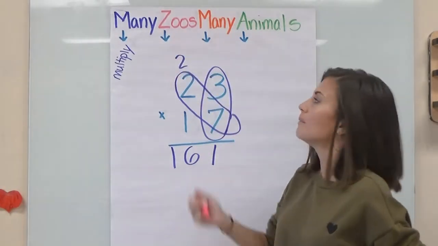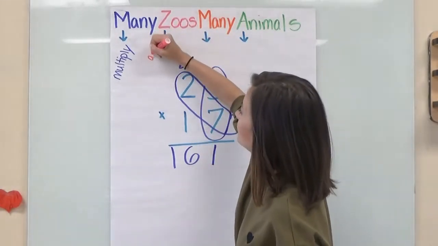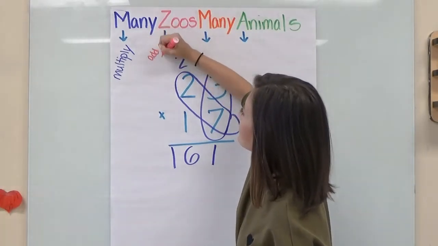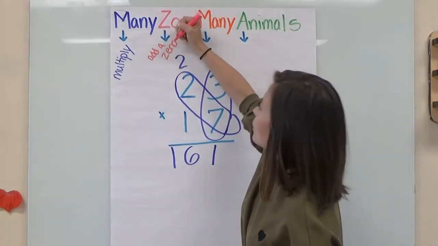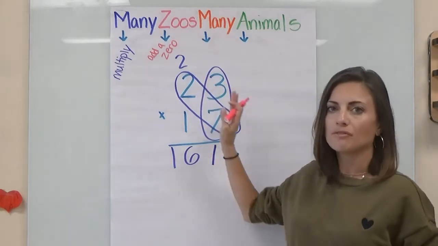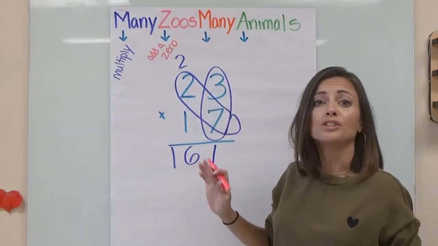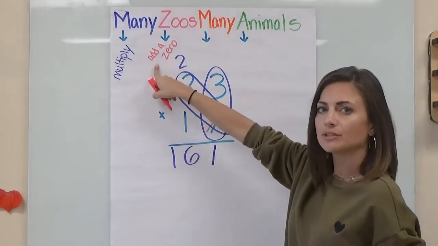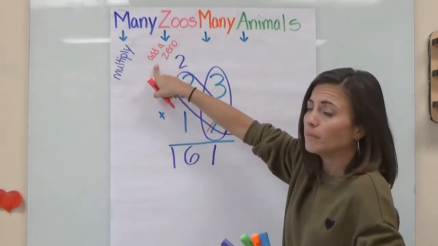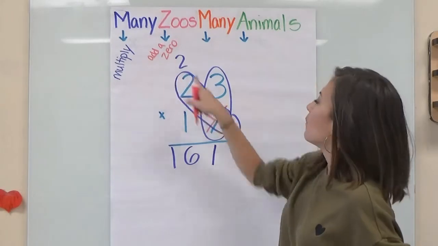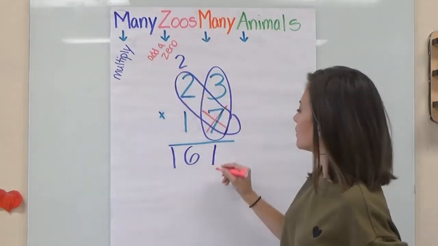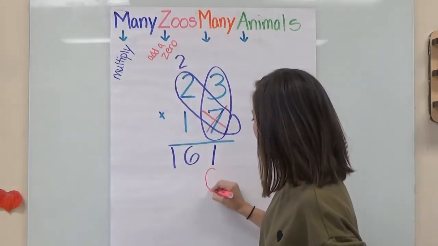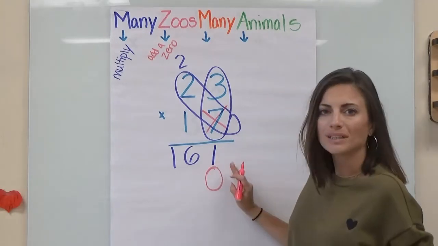Now the zoos step stands for add a 0. Now we've multiplied 7 by everything in the top. We could say that we're done with it, so we're going to kiss it goodbye. And then we add a 0. We might think of this as the hug goodbye because X's and O's. We kiss it goodbye, then we add a 0 to hug that 7 goodbye and to hold our place.